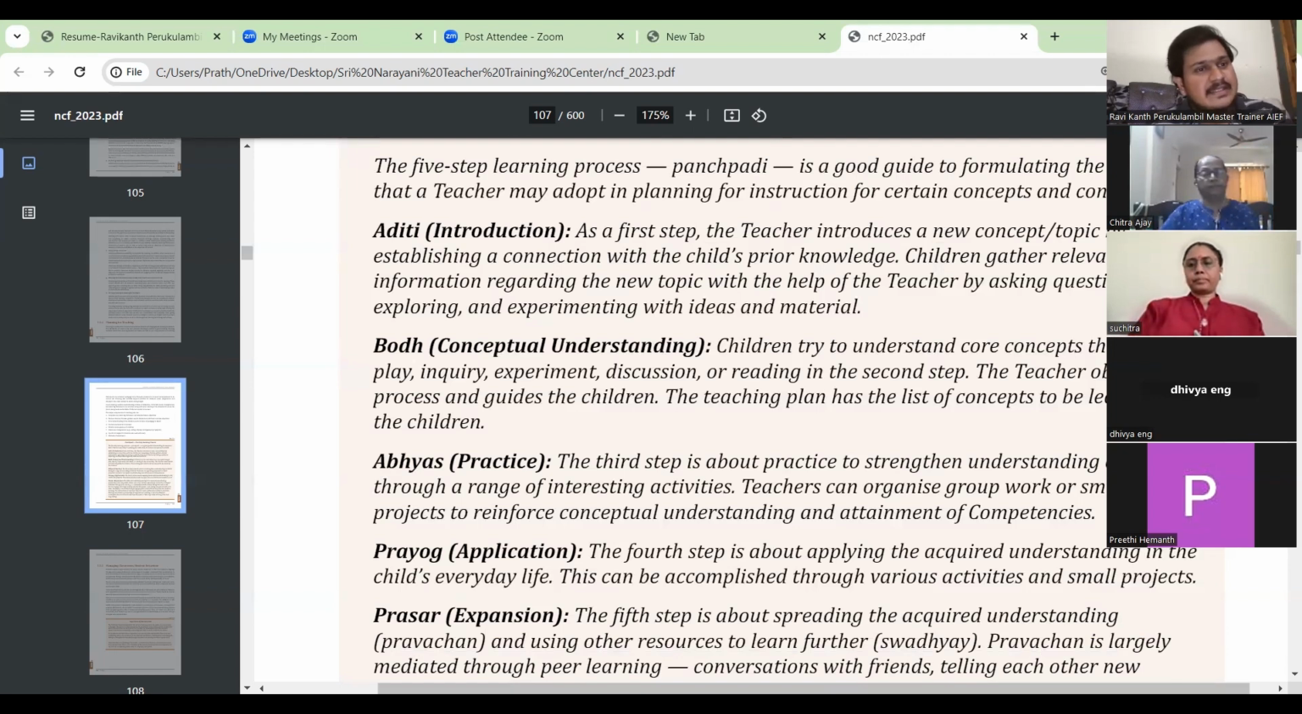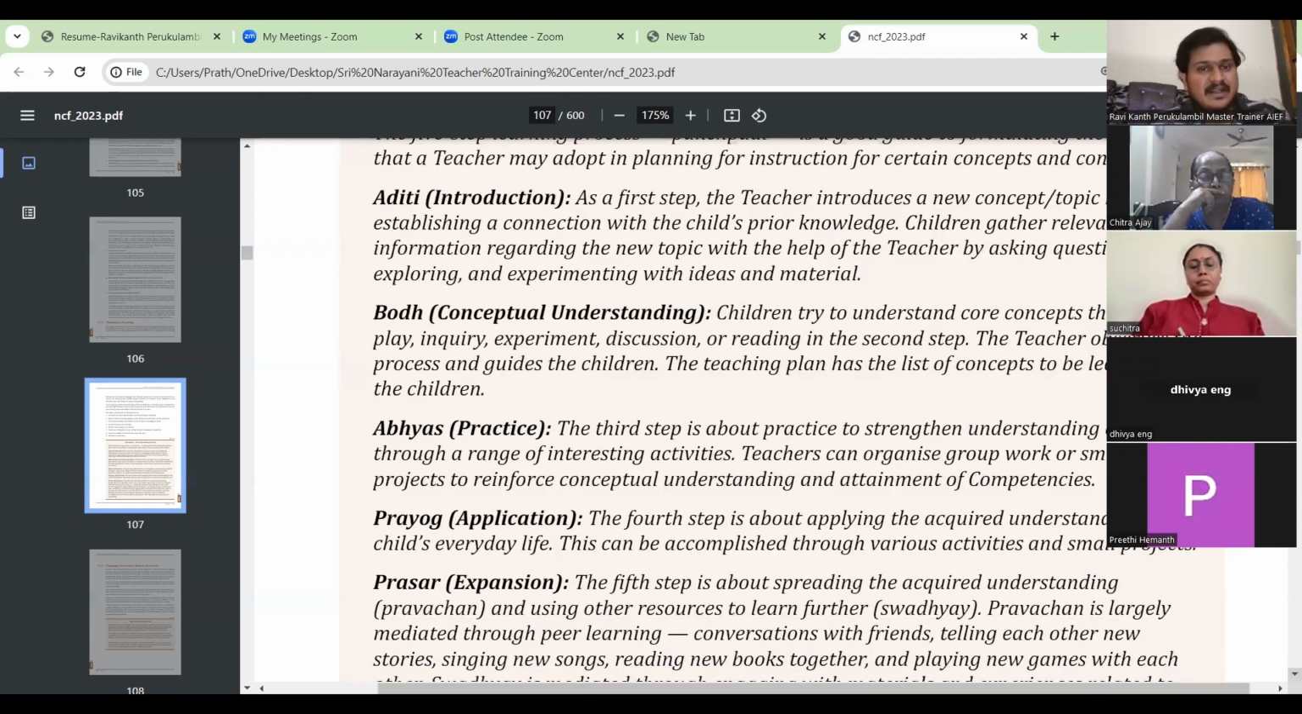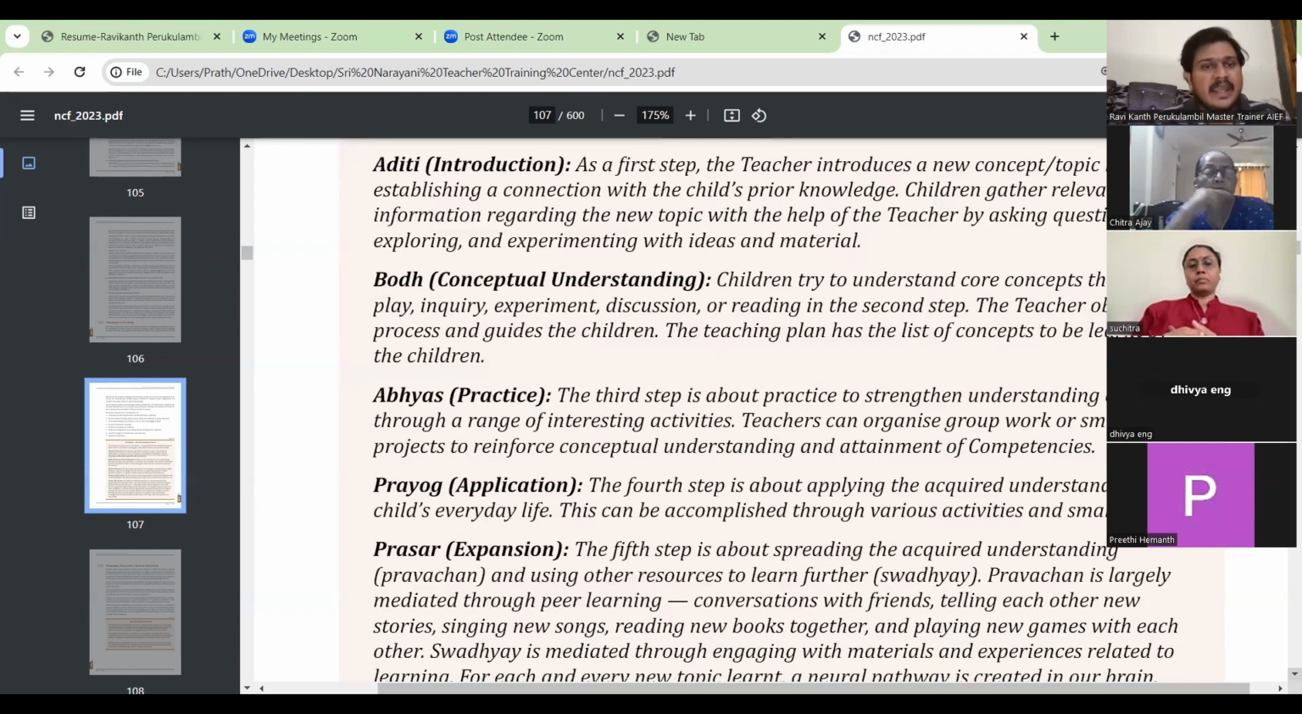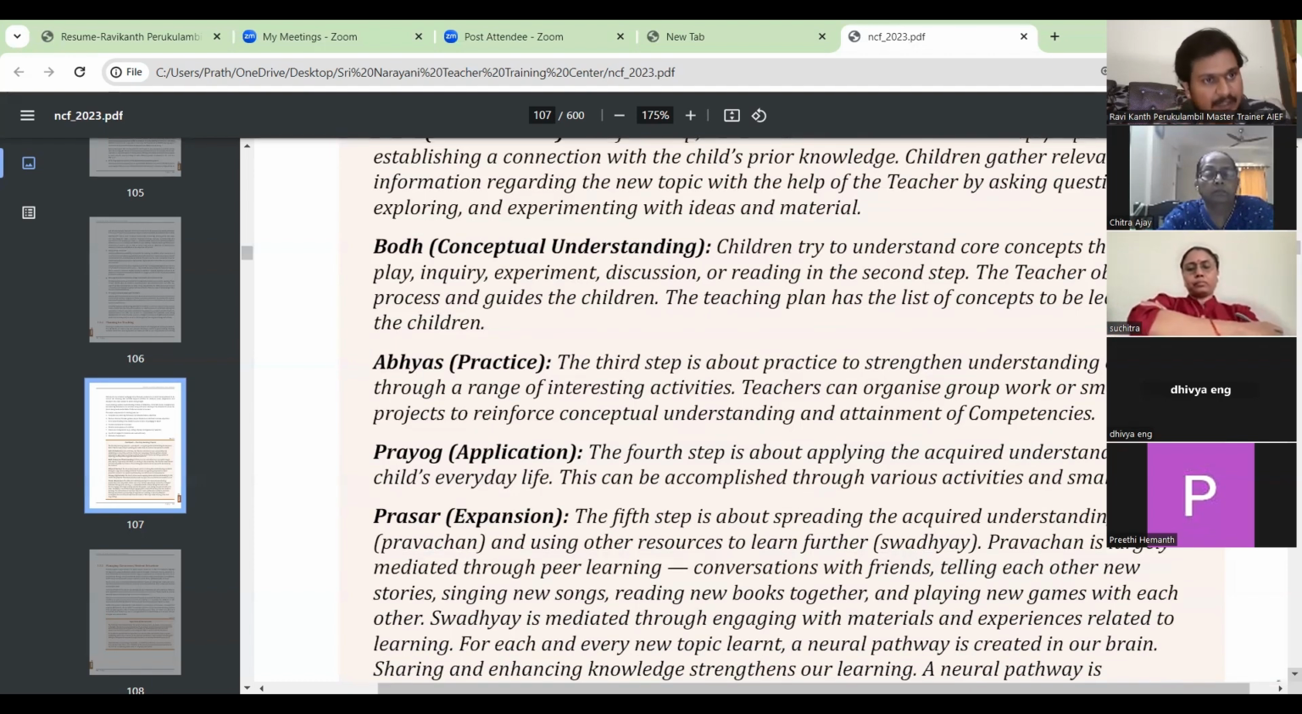So introduction, like always, with the help of knowing the existing knowledge of the child, the teacher has to establish a connectivity with the existing knowledge and the present content. And then Bodh, wherein conceptual understanding has to take place with the help of playway methodology or inquiry-based learning or experimentation, discussion or reading. So this conceptual understanding has to be achieved by using these methods. During these methods, what is the teacher supposed to do? She or he has to observe the process keenly and guide the children properly.